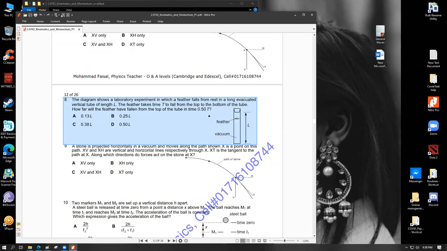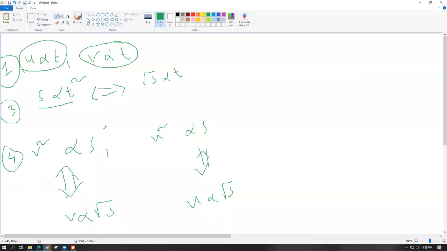So we are having a variation of time. We are trying to find out the distance fallen. So we are trying to relate the two variables, displacement or distance covered, over time. So the proportionality that is convenient for us to use is this one or this one. You could use either of them.